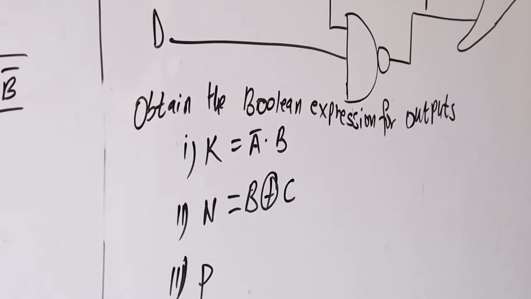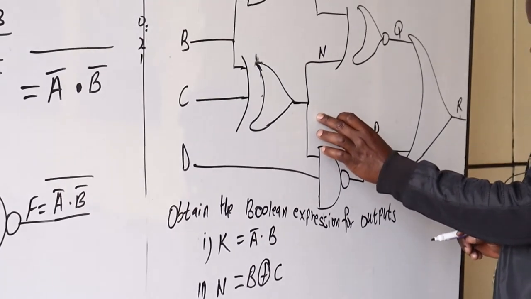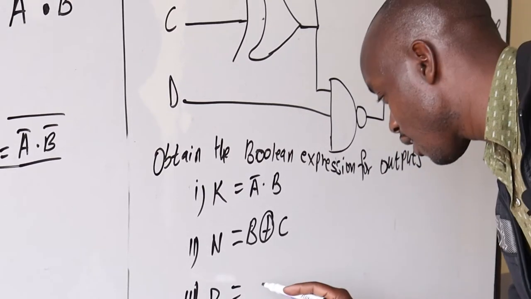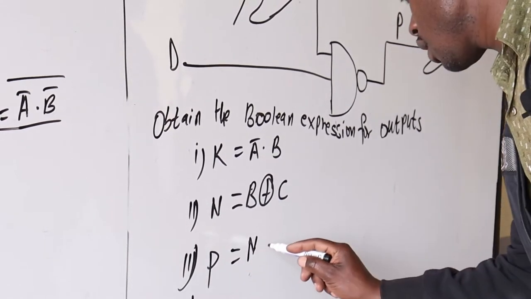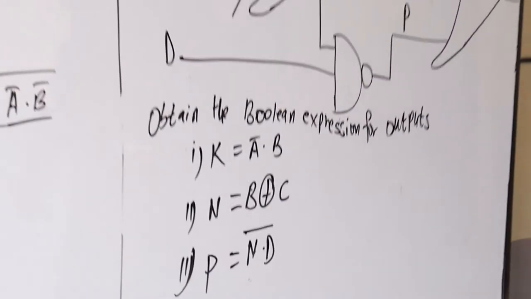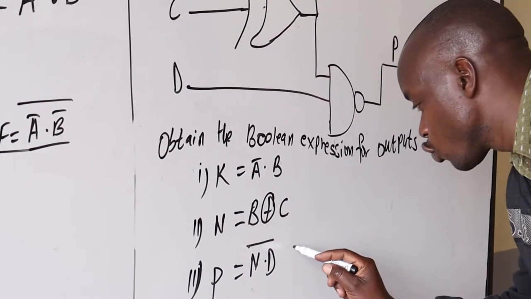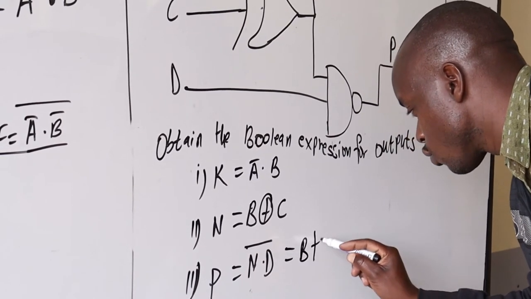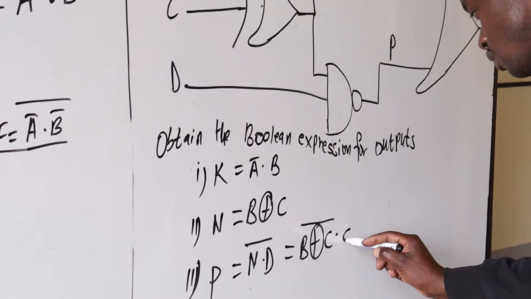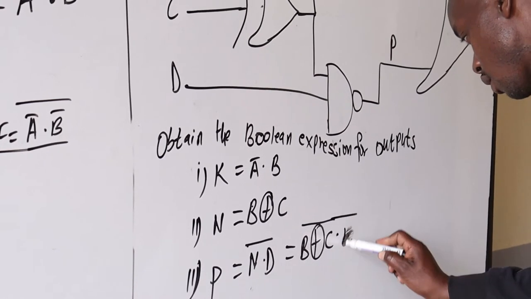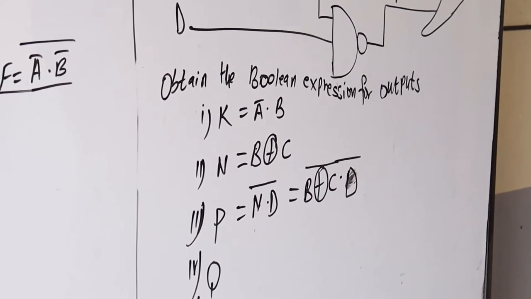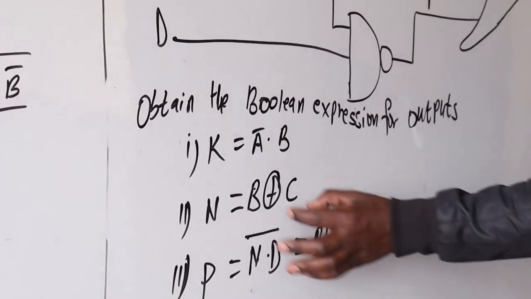Then from there, P. P now is the output of N and then D. So you can see that from there it is, but this is an AND gate. So it is N dot D bar. But what is N? N already is B exclusive OR C, dot now D bar. So P is (B exclusive OR C) dot D bar. This D bar is this one, but B exclusive OR C is our N.